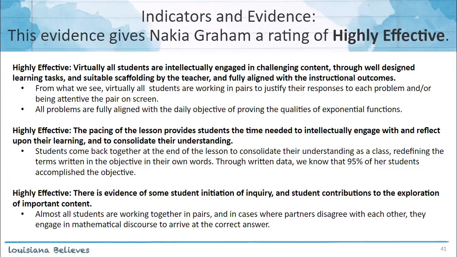Looking at each indicator here in this strand, we are able to isolate factors that contribute to the majority of the description on each highly effective indicator, evaluating Nakia Graham as highly effective in this strand. Feel free to pause for a moment if it's helpful to review our supporting data.